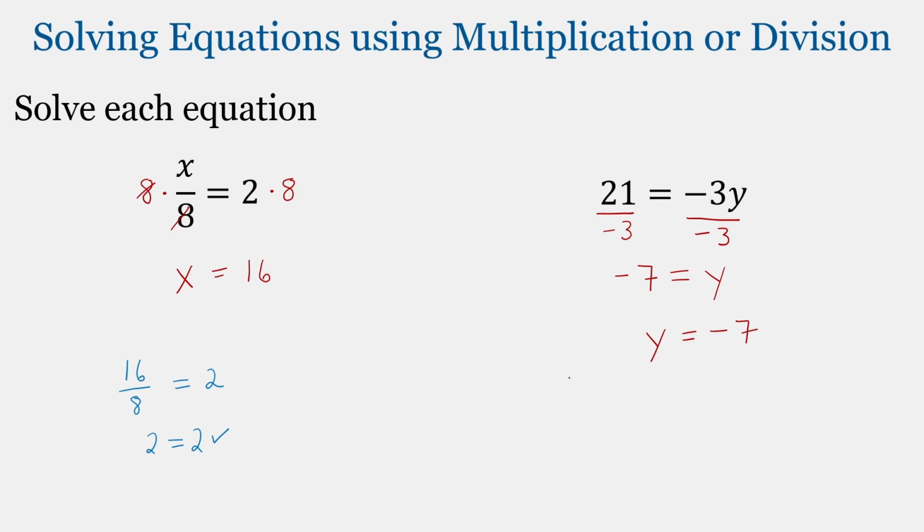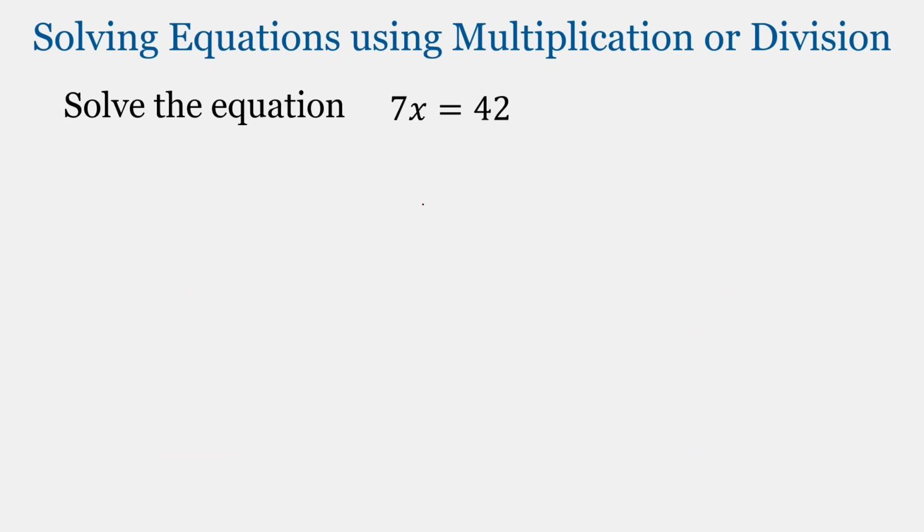And then checking our answer, we have 21 equal to negative 3 times negative 7. 3 times 7 is 21. And then a negative times a negative is a positive, so 21 equal to 21. Again, this is using inverse operations to solve equations. Now let's look at using a few properties of multiplication to solve equations.